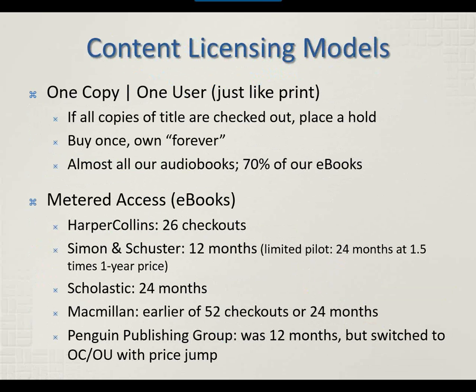Macmillan has a model that says the earlier of 52 checkouts or 24 months. So, if a book gets checked out 52 times in 15 months, it then is no longer available. Or if it's not checked out 52 times, it goes away after 24 months regardless. Penguin Publishing Group, for quite some time, made books available for a 12-month time period, and then they expired. They subsequently switched to a one-copy, one-user model, but when they did that, they increased their prices quite a bit.